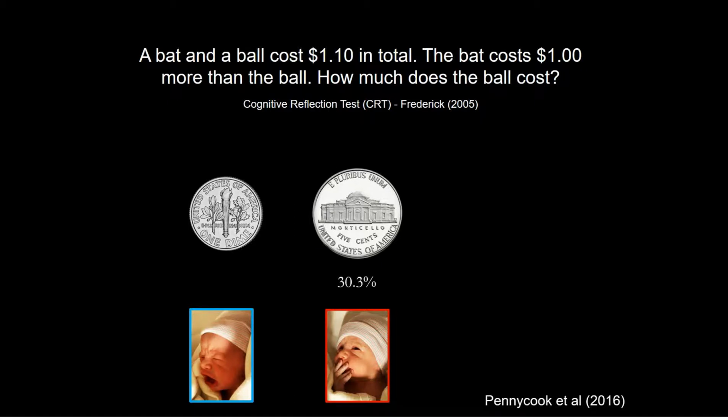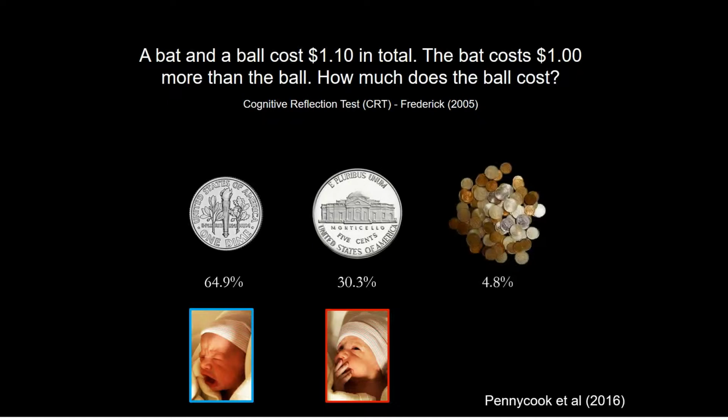In some data that my collaborator Gordon Pennycook collected, which is fairly representative, only a third of people get it right, and something like two-thirds of the people get it wrong. And then maybe 5% of the people say some other random thing. Who knows what exactly is going on there. Those are presumably people that deliberated but got it wrong, or just were saying random things or whatever.